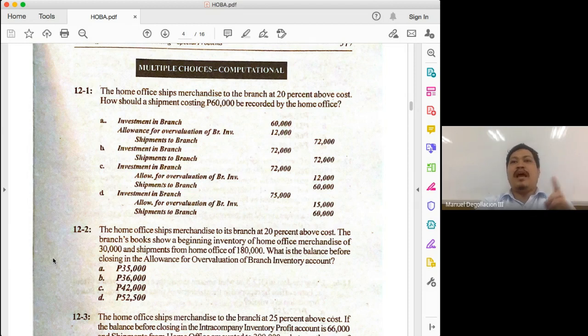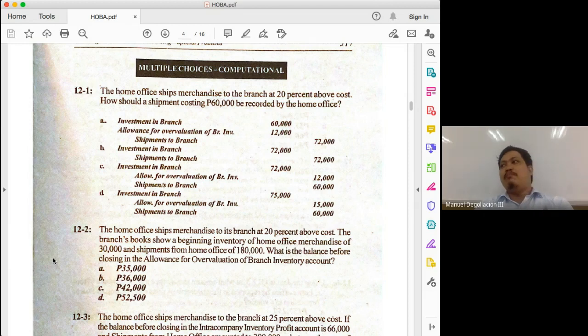Okay. Now, if you will be asked, at what amount will these goods be recorded by the branch? Our answer would be 72,000. Then you would ask, isn't the rule for PAS 2, isn't the rule for inventories to measure your inventories at cost? That's true, that's correct. But why then will the branch be recording the shipments from the home office at 72,000? It's because as far as the branch is concerned, the cost of these goods is 72,000.